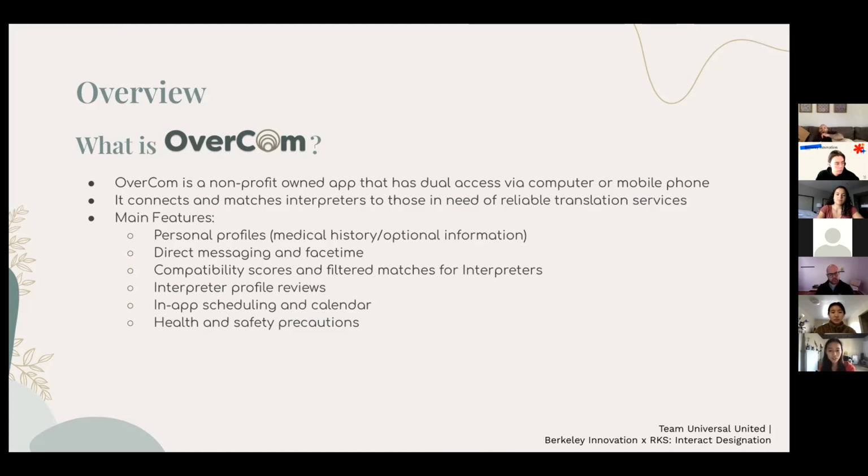And some of the main features, I won't list them all out here, but personalized profiles, they're very personable. There's direct messaging and FaceTime. You can have a calendar and directly schedule things. And there's also a lot of health and safety precautions.